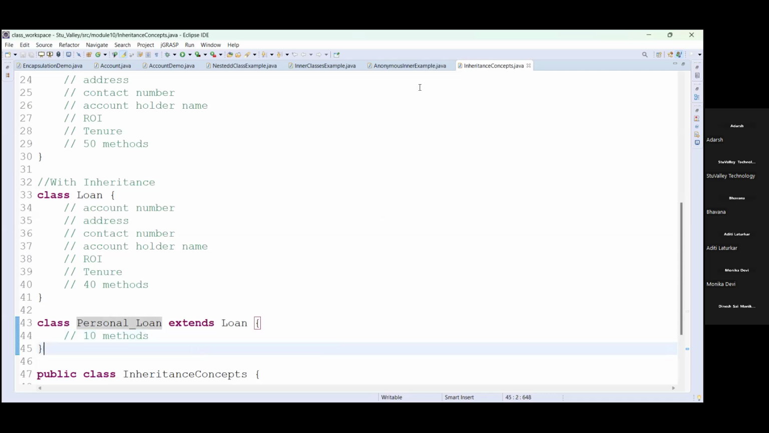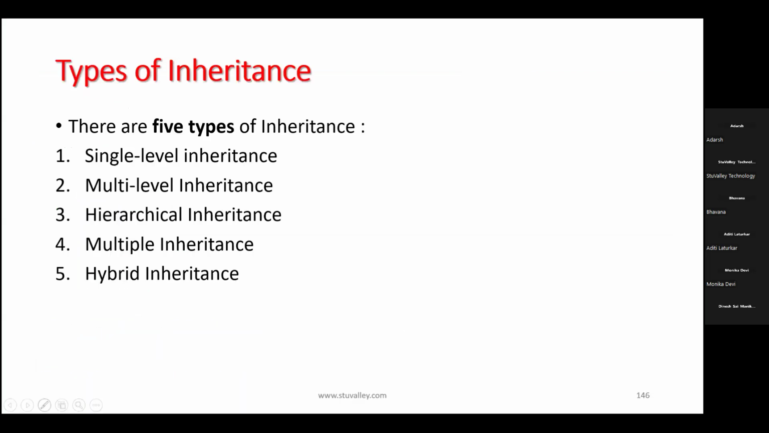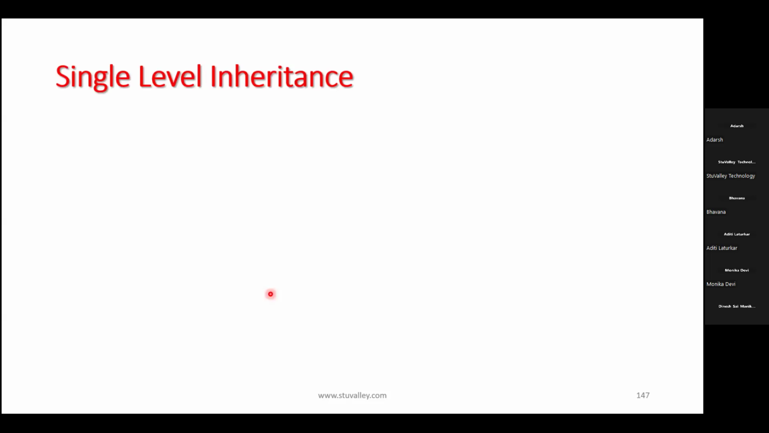Now we will see the next topic, that is types of inheritance. Basically there are 5 types of inheritance in total. First is single level inheritance, second is multi-level inheritance, then hierarchical inheritance, multiple inheritance, and hybrid inheritance. From these 5, there are a few inheritances which are not supported by Java. Which are those and why they are not supported, we also see in this chapter.